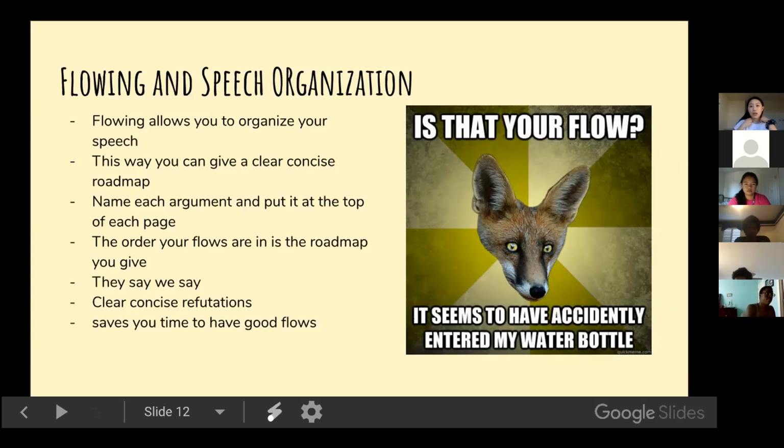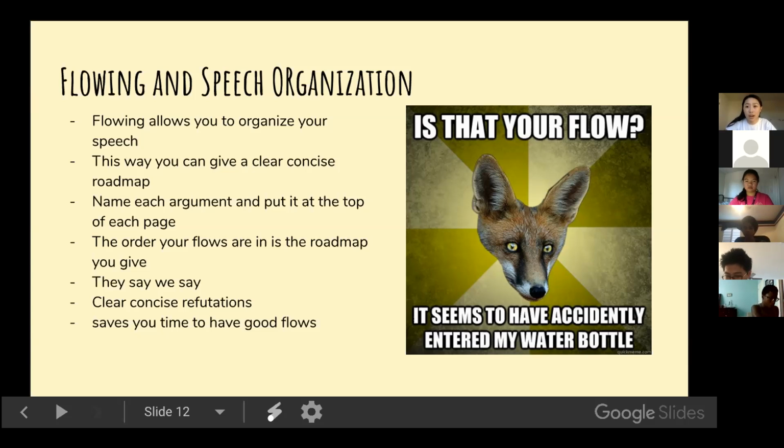On speech, flowing and speech organization. The reason why this is called flowing and speech organization is because flowing is integral to your debate. You really need to be able to organize your flow so you can organize your speech. As I was saying before, if you don't know what they said, it's not only concession, you also don't really know what to respond to. But if it's unorganized, you make the entire flow unorganized.